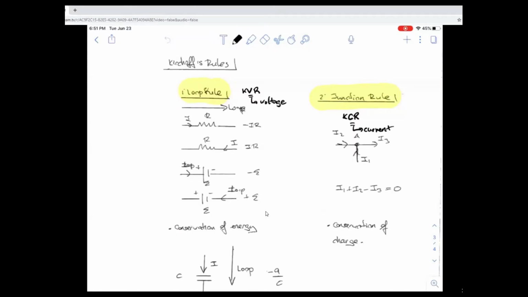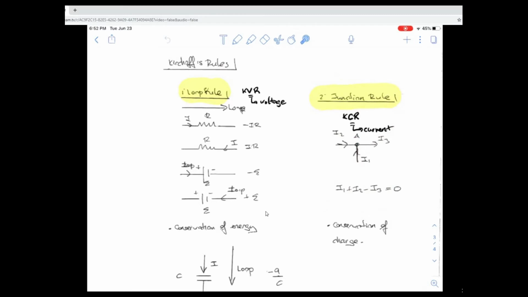All right, so this is what he's talking about, Kirchhoff's rules. You've got the junction rule, based on the conservation of charge. The amount of current going into the junction and coming out of it should add up to zero. If it's going into the junction, we take that as positive. If it's leaving the junction, we take that as negative. So this is the junction rule, or Kirchhoff's current rule. Just remember the initials for the multiple choice section of the test.